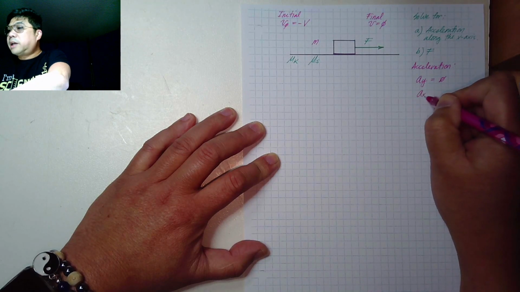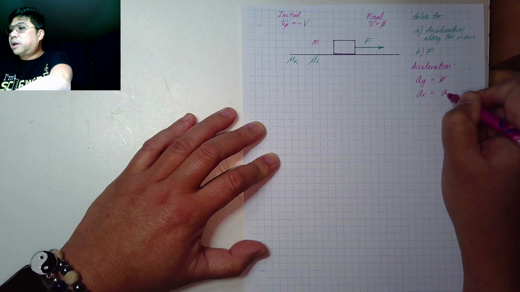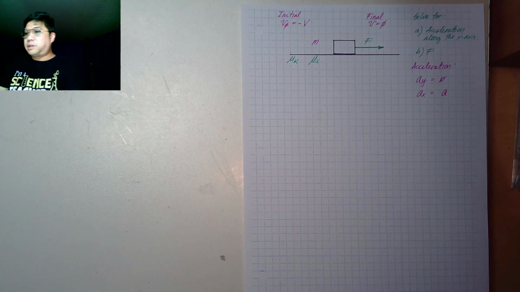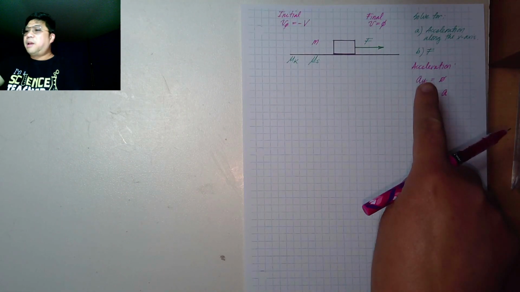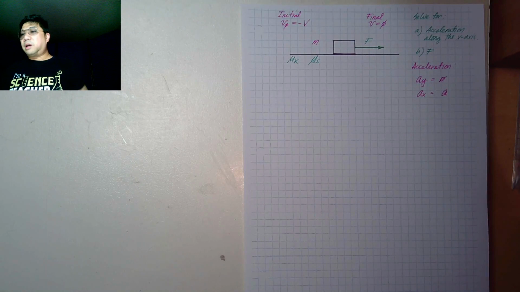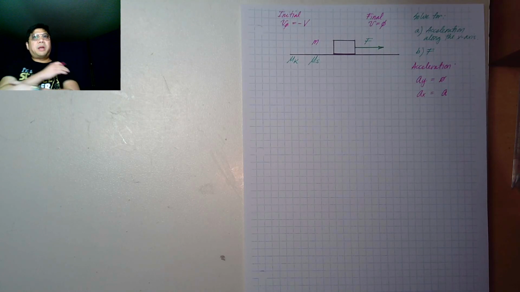Now, along the x-axis, there is a change in motion. I will call this one A. So letter A represents acceleration. But we have zero, okay? So initial velocity of negative v, okay, and final velocity of zero. So what is our acceleration? What will be our acceleration?